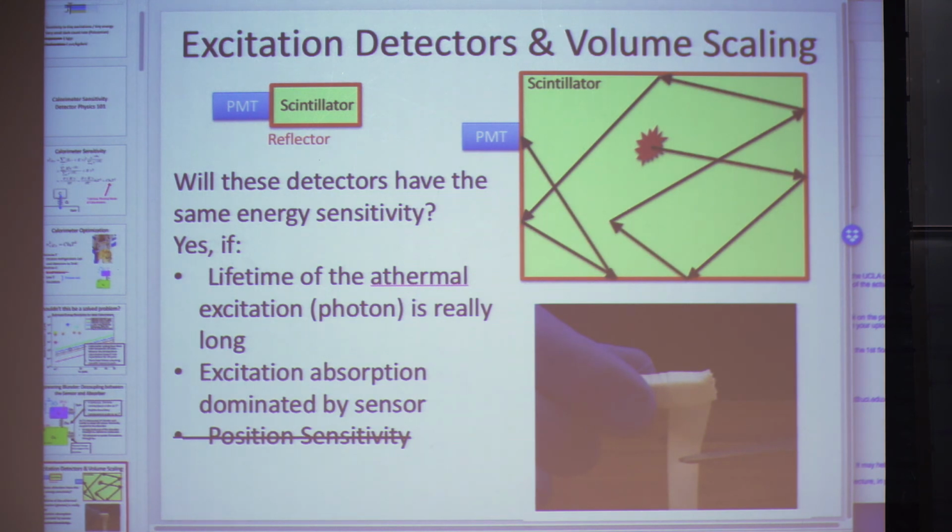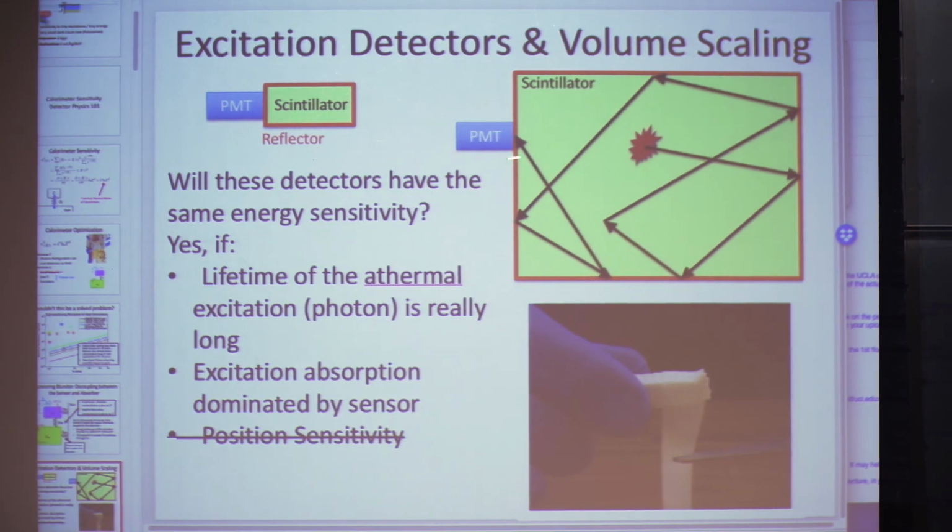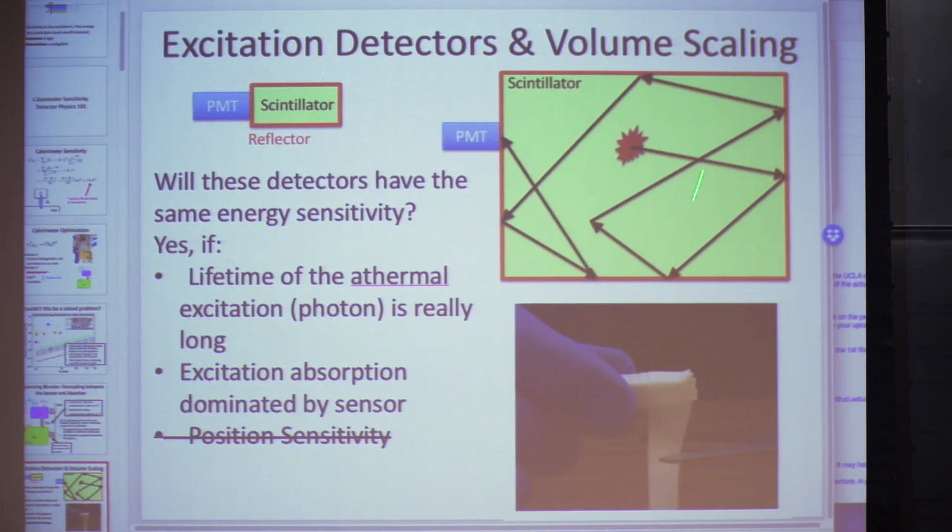So what do people do? As we just talked about, they wrap crystals in Teflon because Teflon is 99.9% reflective, right? So that makes that photon bounce, and then I can match the two. So what else do I need? I need the lifetime of that athermal excitation to be long. If that photon can only travel, I don't know, 20 microns before it's absorbed, and this is 20 microns, and this is, I don't know, a meter, then I'll never get any of these photons out to the PMT. So these are the two things I need to make an excitation detector.